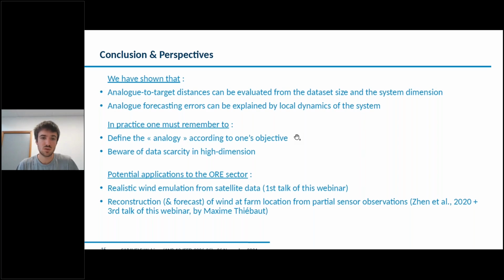You can try to include other variables. You can try to include large-scale information or temporal information, depending on what you want to forecast. And you have to be aware of data scarcity in high dimension. The potential applications have already been mentioned: realistic wind emulation from satellite data, as you've seen, and reconstruction and forecast of wind at farm location from partial sensor observations. You'll hear about that a bit in the talk of Maxime Thiebaud, and we could try to use the work of Yi Chun-zen and Pierre Tandeo.